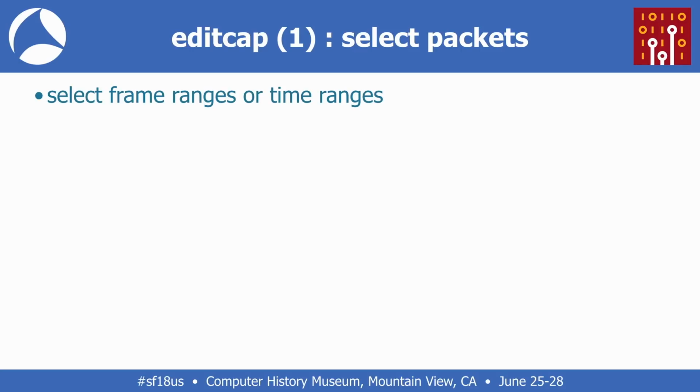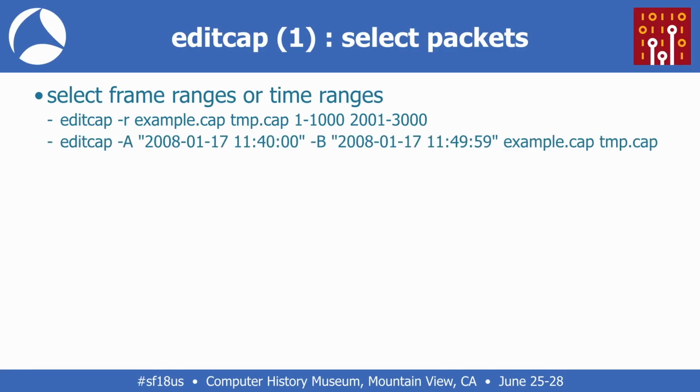With editcap, you can select packets from a trace file, either by time range or by packet range. So this means from example.cap into temp.cap keep only packets 1 to 1000 and packets 2001 to 3000. You have to use -r because normally editcap deletes packets from a trace file. So if you don't use -r, it will delete the packets that you specify. I don't know why that was created like that, but that's the way it is.